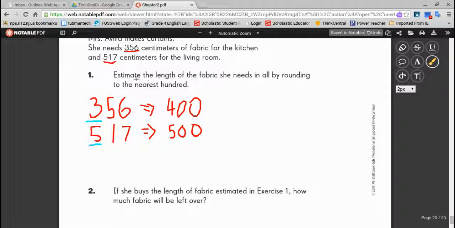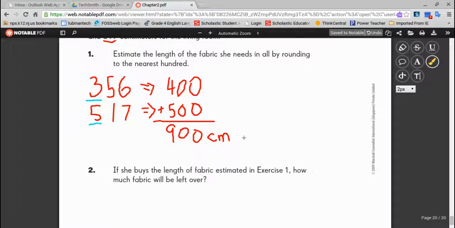Okay, so then I estimated the length of fabric she needs in all by rounding to the nearest hundred. I rounded these two numbers, and I need to find the length of fabric she needs in all. So I need to add these two numbers together because I want all of them. 400 plus 500 gives me 900. So she needs about 900 centimeters.